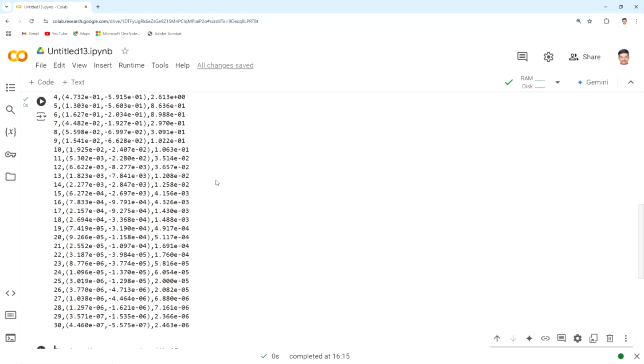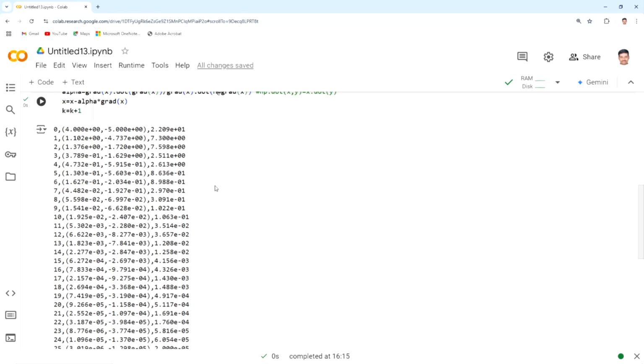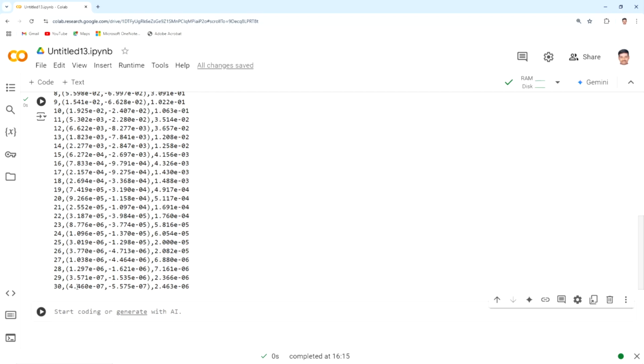You can see for yourself what has happened. We started with 4 minus 5. The next step it came to 1.1 minus 4.737, the next step it came to 1.376 minus 1.72, next step was 0.3789 and minus 1.629, and so on. At the 30th step we got 0 comma 0, which is the right answer.